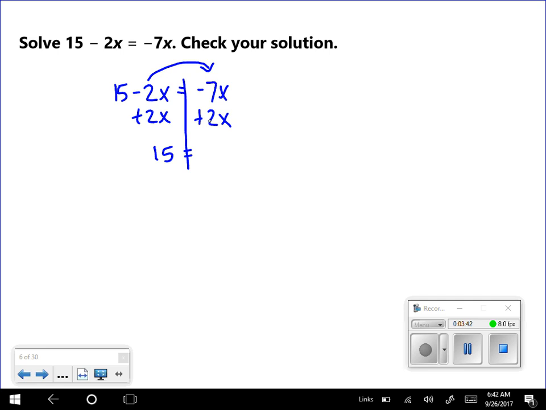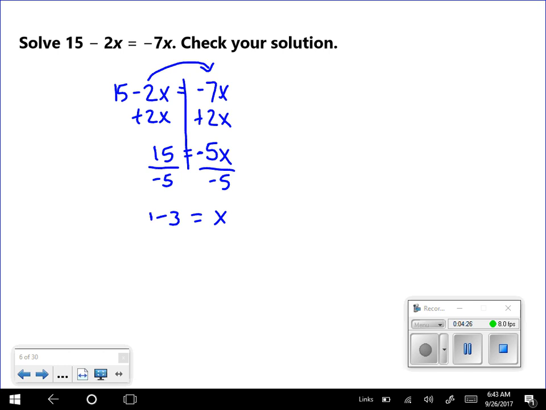So negative 7 plus 2. We have different signs, so I'm going to subtract. I end up with 5, and it's going to be negative because that has the larger absolute value, negative 5x. So now I have all of my variables to one side. Then my last step would just be to use the inverse operations to get x by itself. So negative 5 is being multiplied by x, so I'm going to divide by negative 5. 15 divided by negative 5 is negative 3, and that equals x.